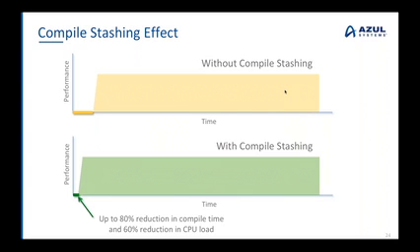What we found in terms of the analysis we've done is we can get up to an 80% reduction in compile time and up to 60% reduction in CPU load time. So that really does shrink down the effect of using ReadyNow and the overhead of having to do the advanced compilation. So by combining these two things, we get a really nice way of massively reducing the effects of warm-up on a Java application.